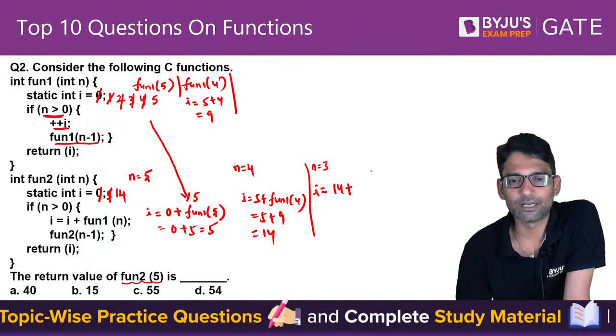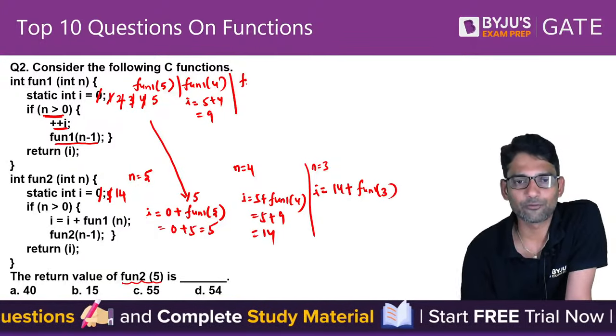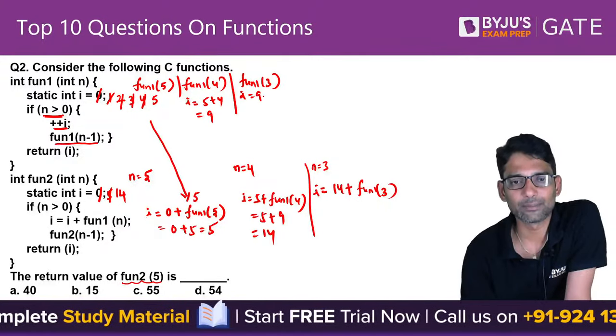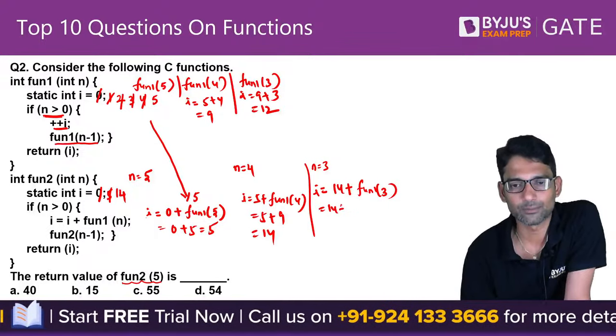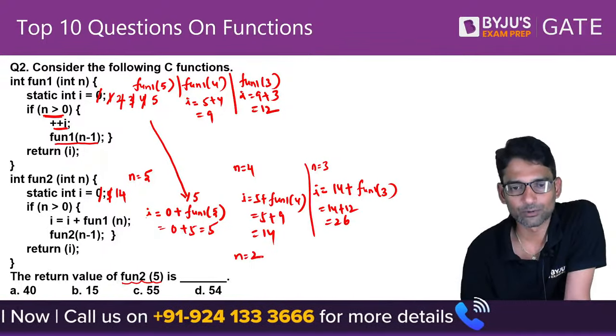Now 14 plus Fun1 of 3. What would be Fun1 of 3? The I value will be incremented by 3, 12. So this is 14 plus 12, 26. Now n equal to 2.